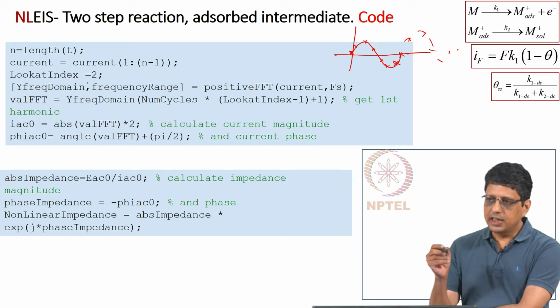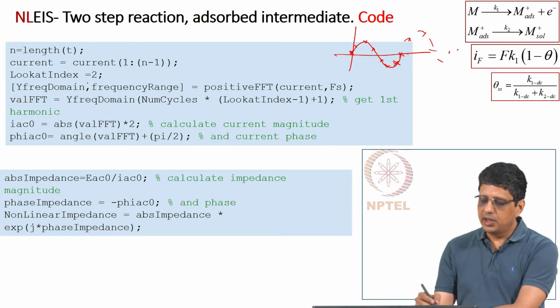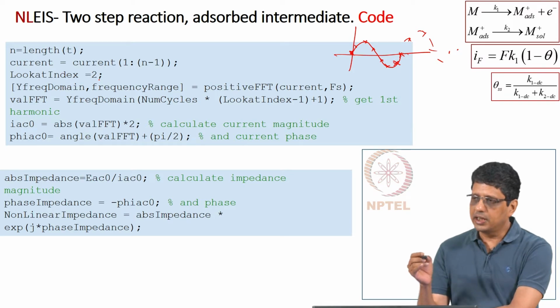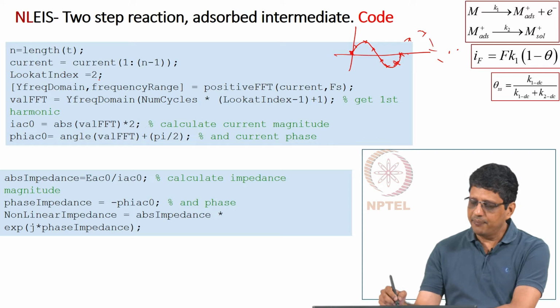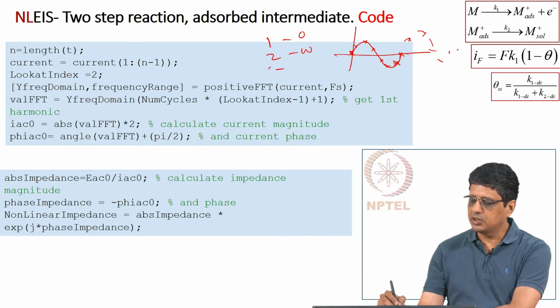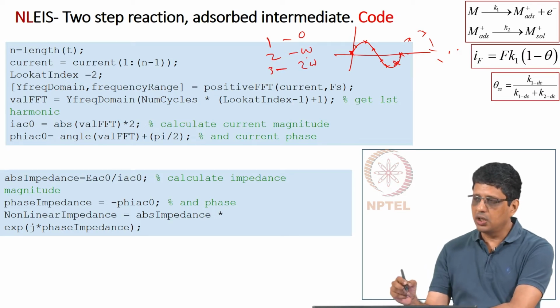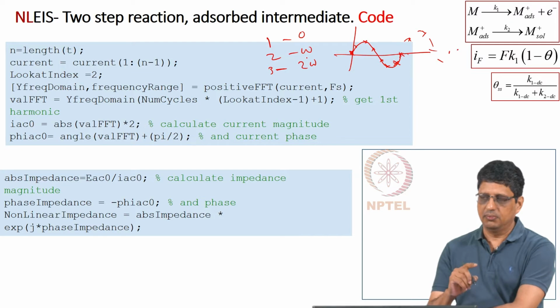If I want to look at the response at fundamental, I should look at the second term in the series. If I want to look at the response at second harmonic, I should look at the third term, because in Matlab first term corresponds to the DC, second term corresponds to omega, third term corresponds to 2 omega, and so on, if you are using one cycle.